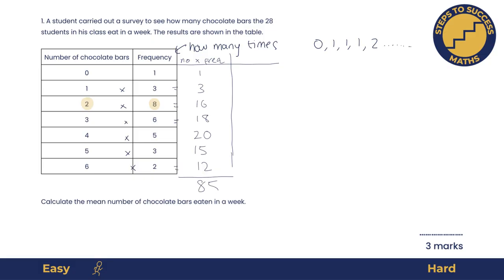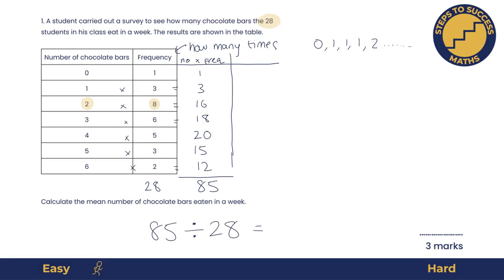And you need to divide by how many students were in the class. So there were 28 students in the class. It tells me in the question here. So I'm going to do 85 divided by 28. Always write all these workings down. That way, even if you go wrong, you're going to pick up lots of marks.